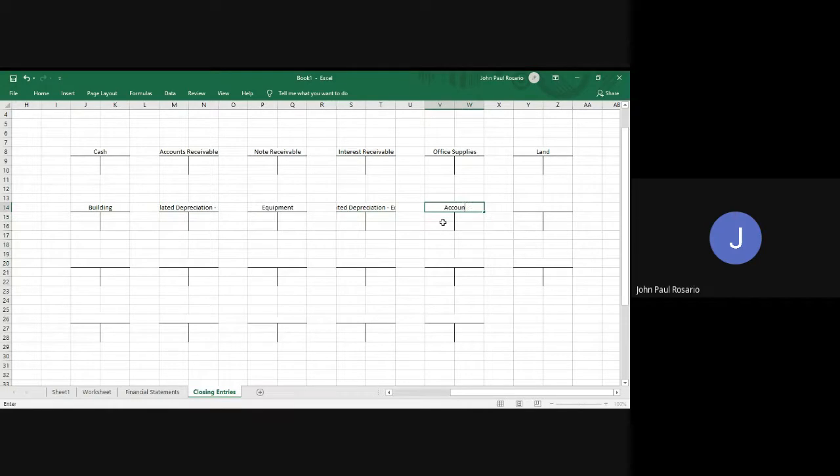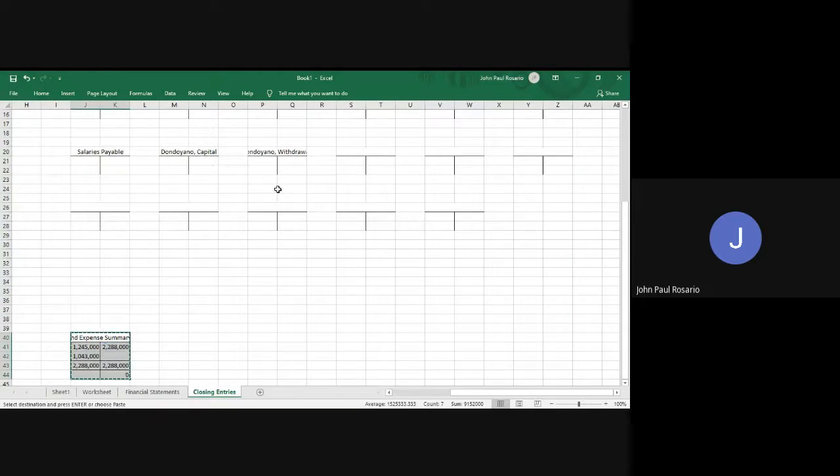Then accounts payable, unearned consulting revenue, salaries payable, Don Doyano capital, Don Doyano drawings, withdrawals. And then we put in the income and expense summary account.